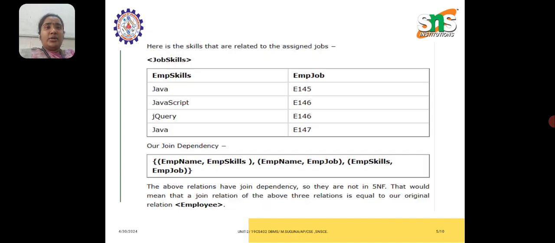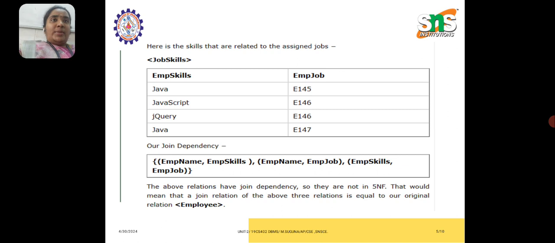Here are the skills that are related to the assigned jobs. For example, employee skills Java with E145, JavaScript with E146, JQuery with E146, and Java with E145. Our join dependency has been verified with the example of employee name and employee skills, employee name and employee job, employee skills and employee job. The above relation has join dependencies, so it is not in fifth normal form. That means that a join of the above three relations is equal to our original relation.